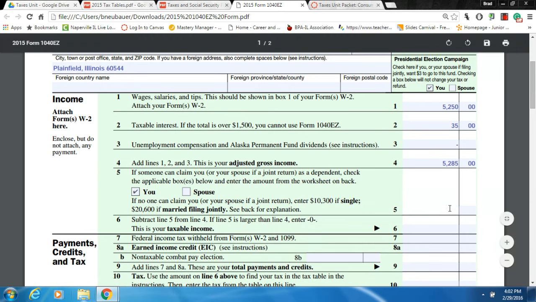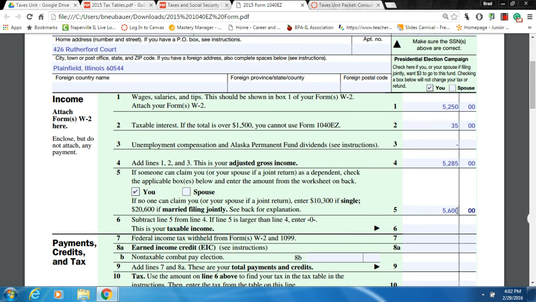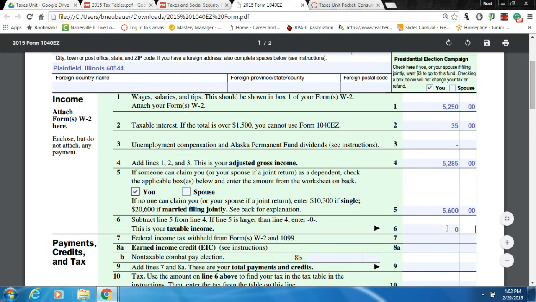So what this now means is this is Joseph K. Red's standard deduction. This is the amount of money he gets to take out of his income. Okay, and you're going to see something here that, well, his standard deduction is $5,600. He only made $5,285. So what that ultimately means is Joseph K. Red has no taxable income, which is good.